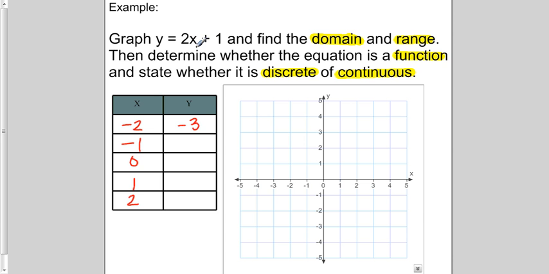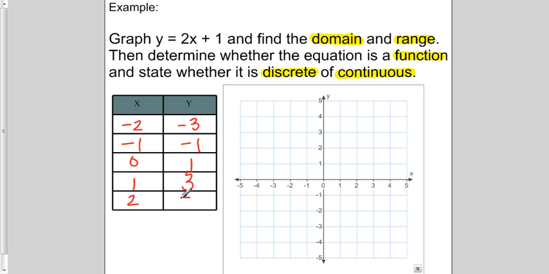Then my next x value is -1. I'm going to take 2 times -1 and add 1. That gives me -1. Then I'm going to take the next x value, 0. 2 times 0 plus 1 gives me 1. 2 times 1 plus 1 gives me 3. And then my last x value is 2. Remember, that's what I'm plugging in for x. So 2 times 2 plus 1 gives me 5.